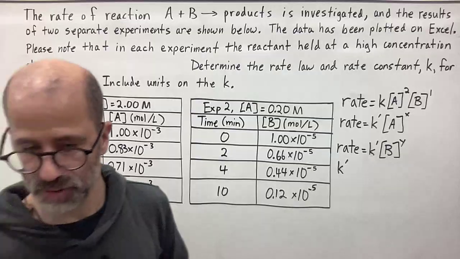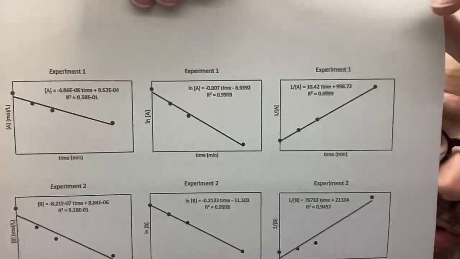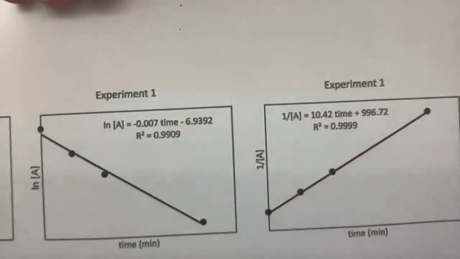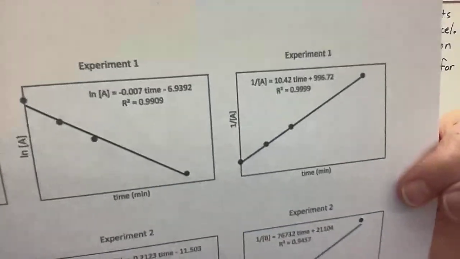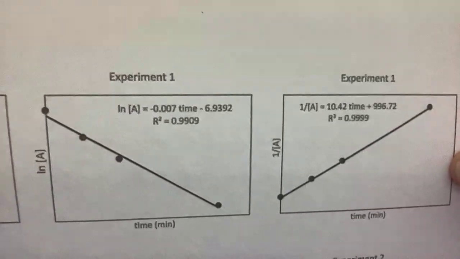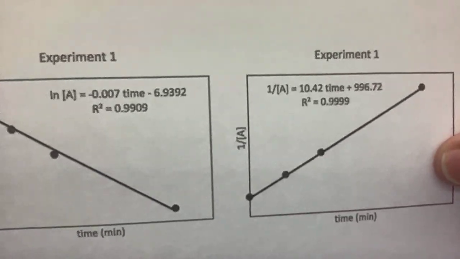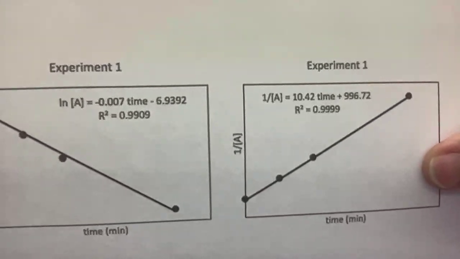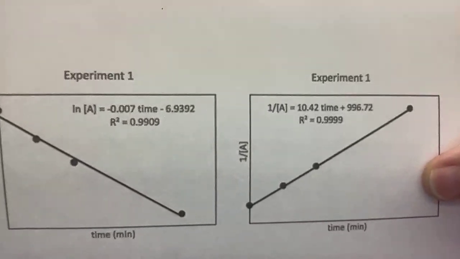Remember, this is second order with respect to A. So let me come back to the graphs here. If we go back to this graph, the third graph farthest to the right, you'll see that above the graph there is the equation of the line, which you can have Excel give you. That line is the line of the second order integrated rate law.